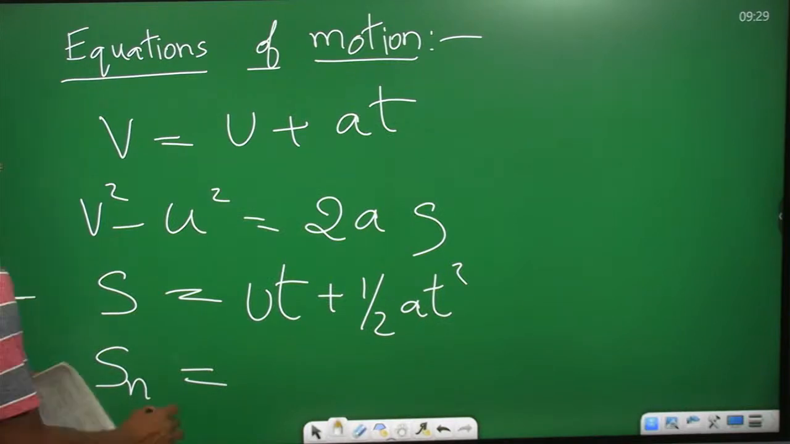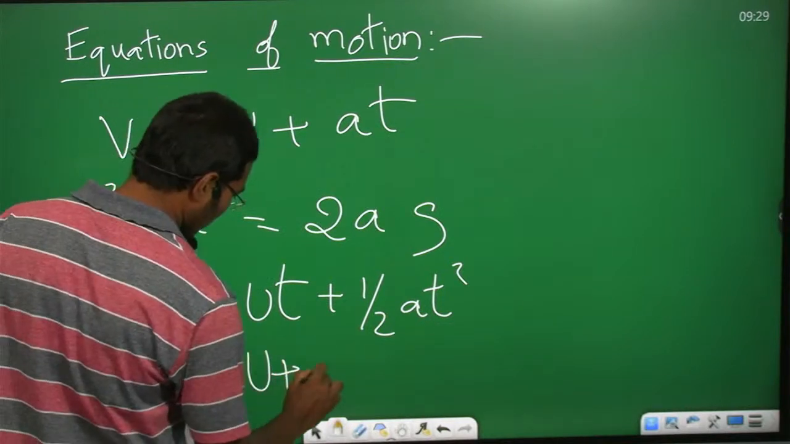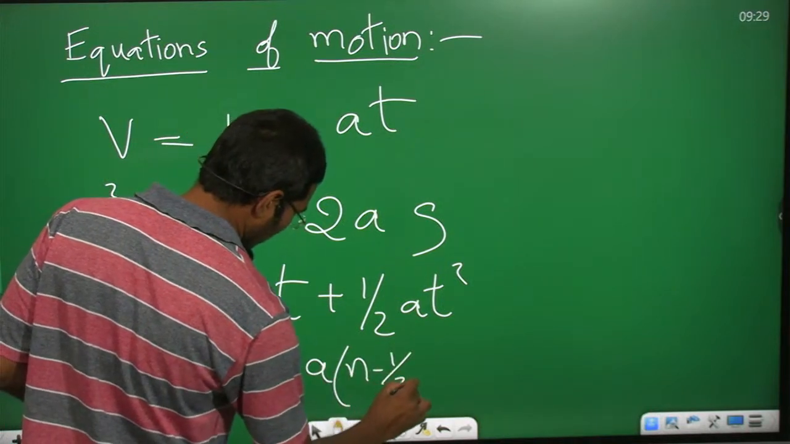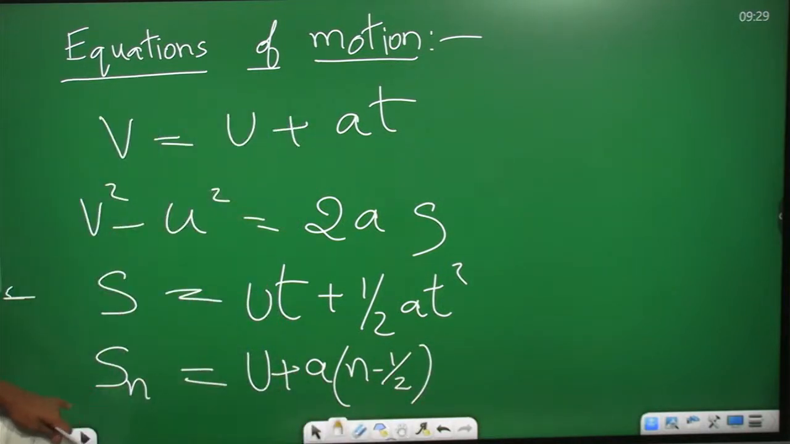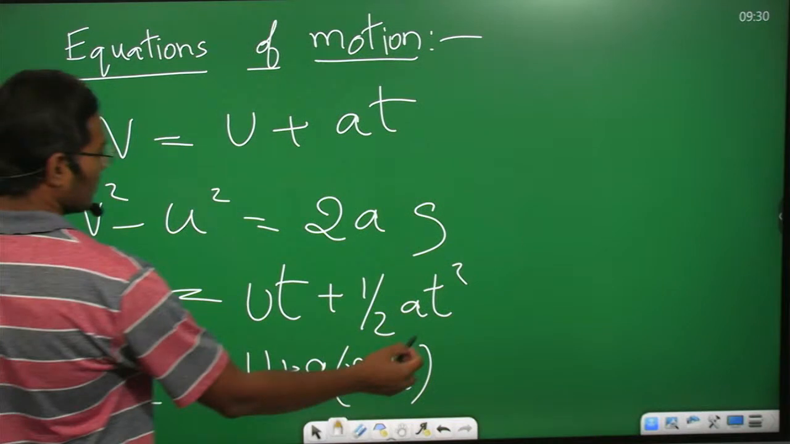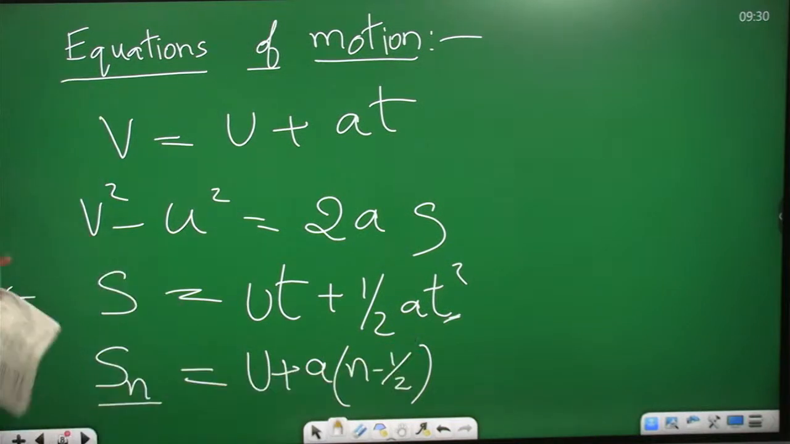What is this SN? So what is this SN? What is this S? This is S. How about SN? At displacement in nth second. Displacement in time t. That is the basic difference between SN and S.